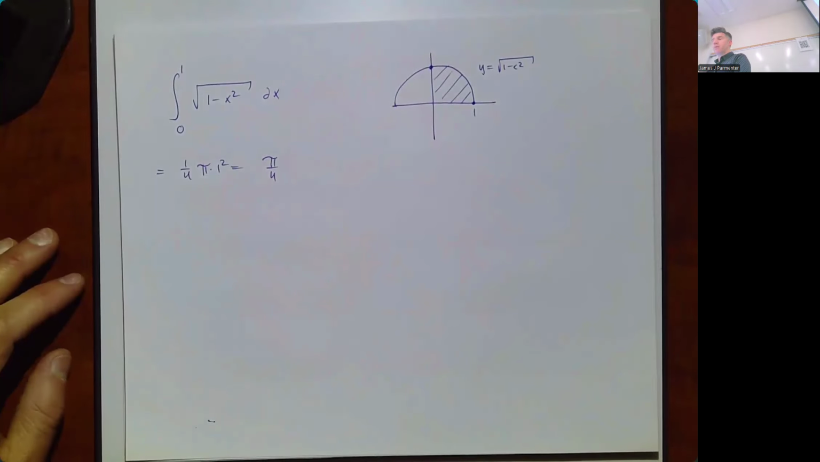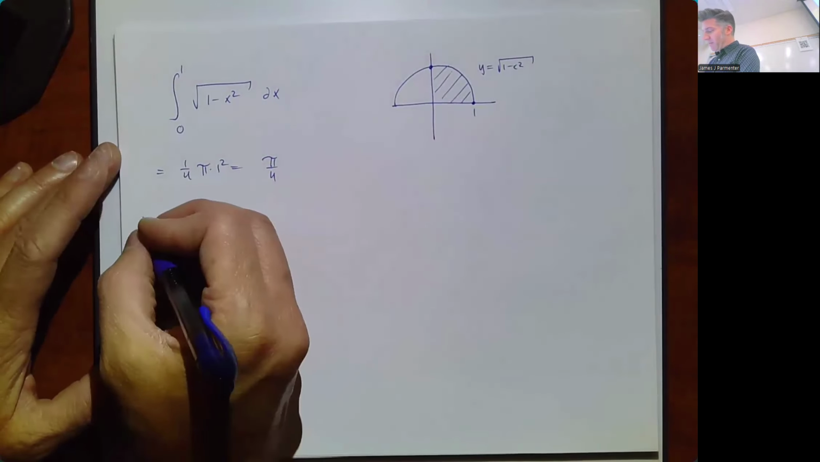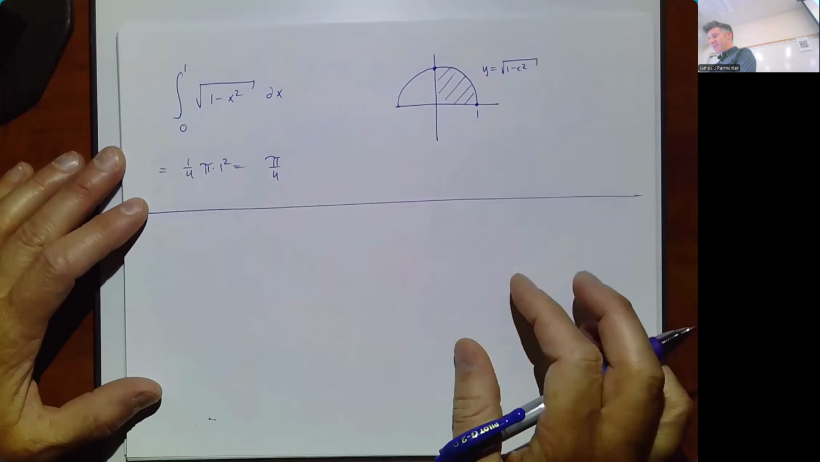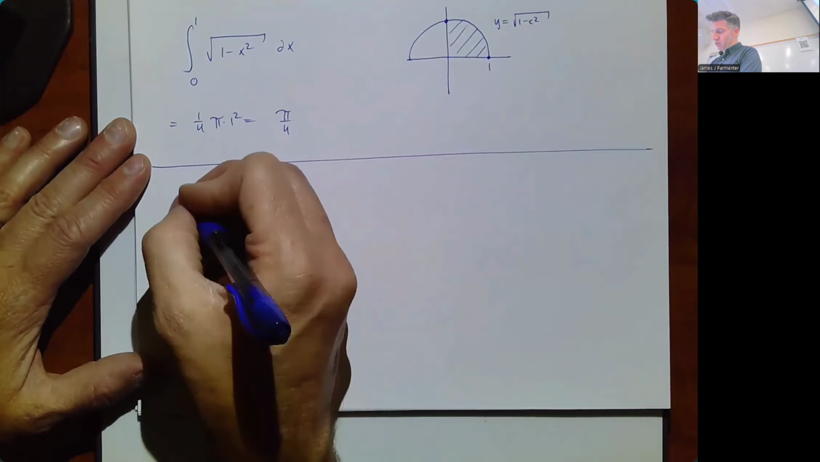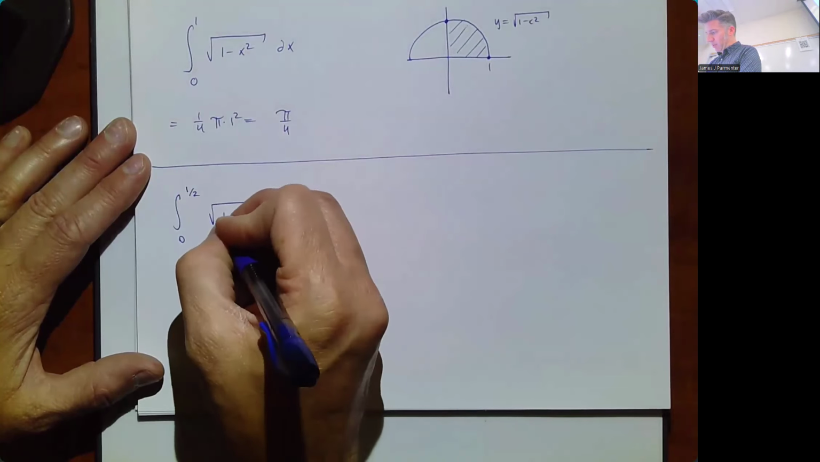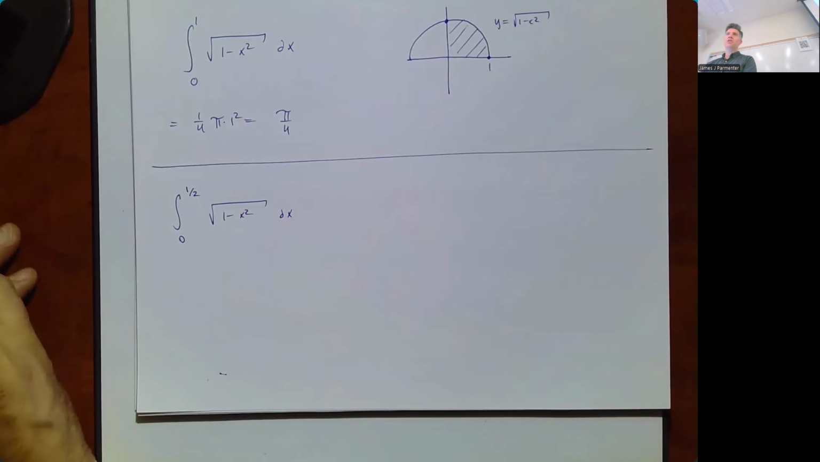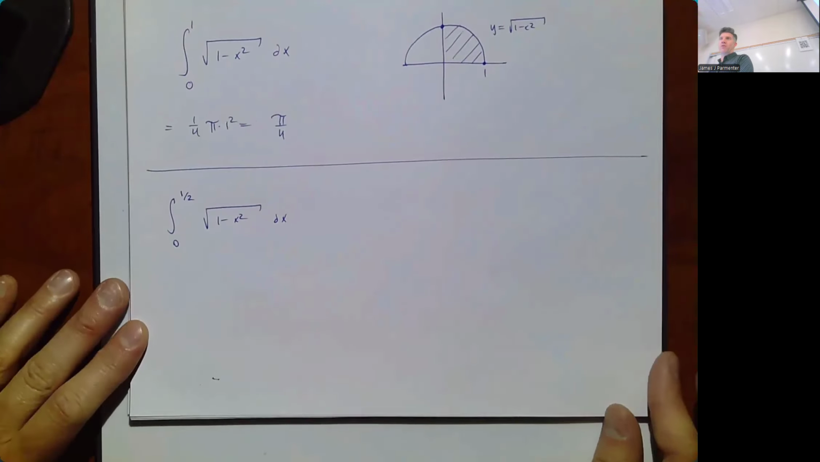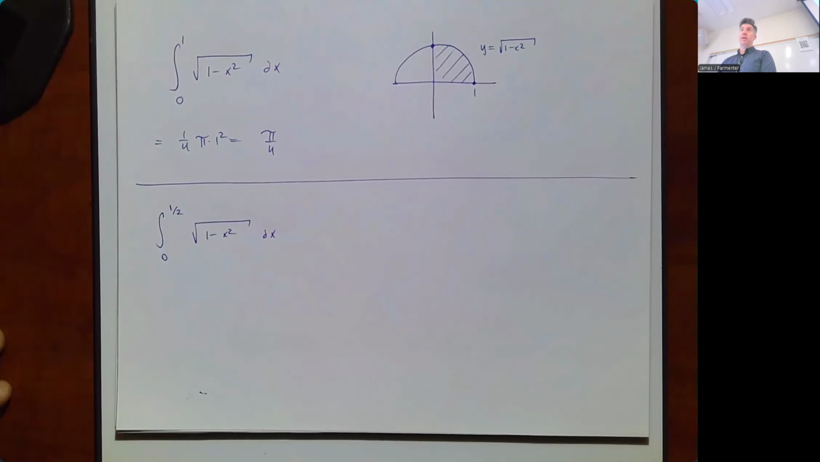But what if I said instead I wanted to find the integral from 0 to 1/2 of the square root of 1 minus x squared? Then you couldn't just say it's some fraction of a circle, because it's not easy to see what fraction. It's really not easy to see. There is a way to do this using trigonometry, but we're going to do it using trig substitution.